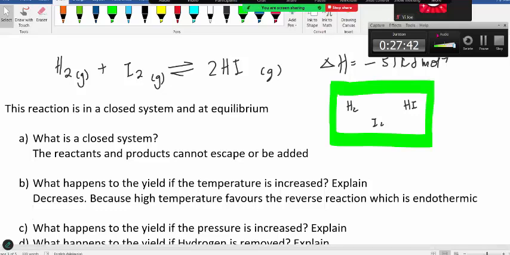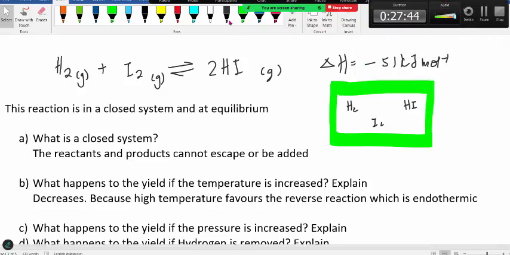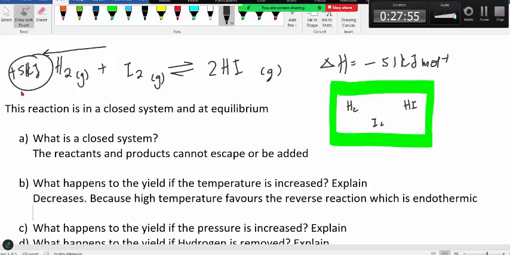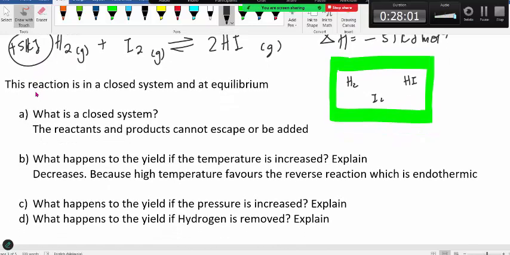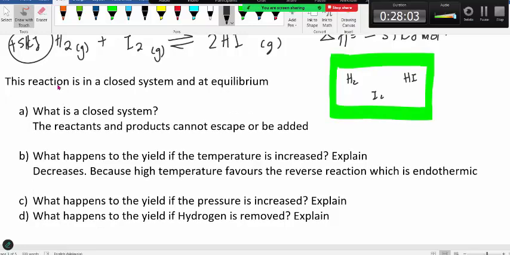So if the exothermic reaction is negative 51, then what is the energy of the reverse reaction, the endothermic one? It is positive 51 kilojoules. You cannot just say 51, it must be positive. So if this direction is negative, this direction must be positive. Get it?